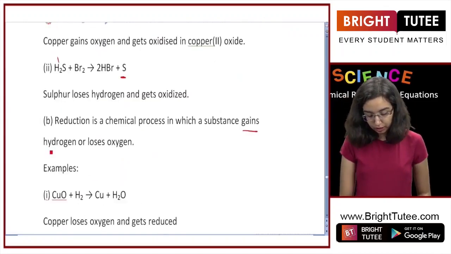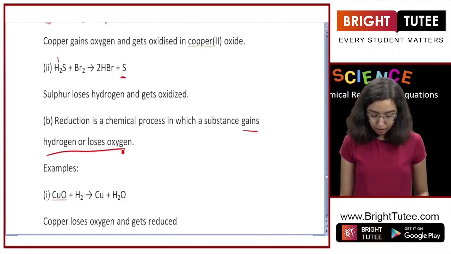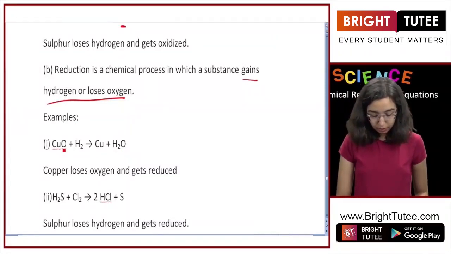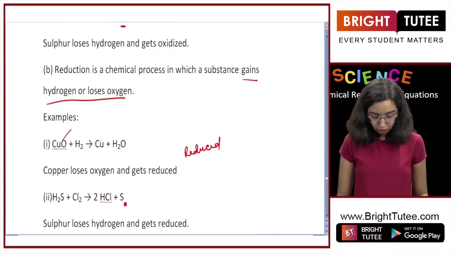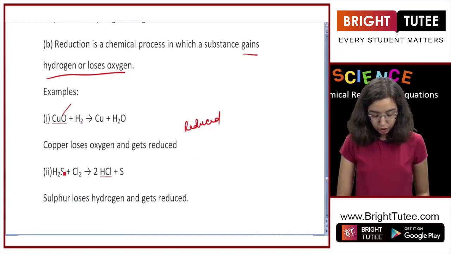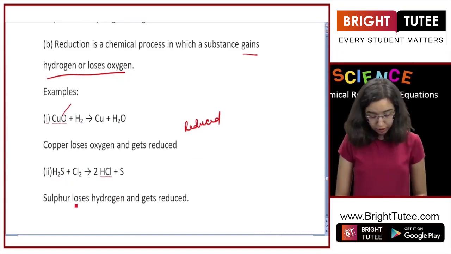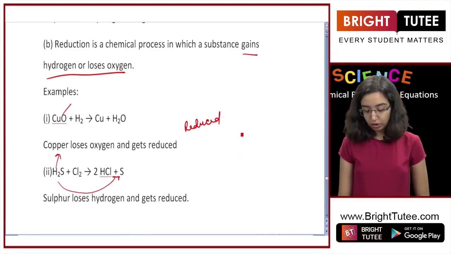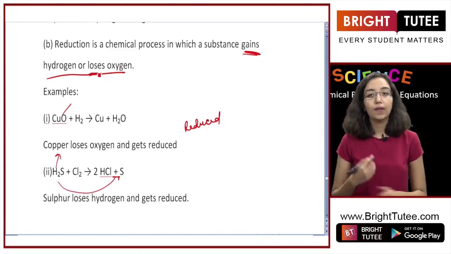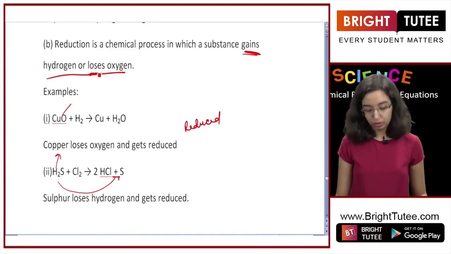Reduction is the process of gaining hydrogen or losing oxygen. So here it can go like copper oxide loses oxygen and hence it gets reduced, or it can be H2S, where sulfur loses hydrogen and forms sulfur metal and again gets reduced in the process. So for reduction it can be gaining of hydrogen or losing of oxygen, and the opposite stands true for oxidation.